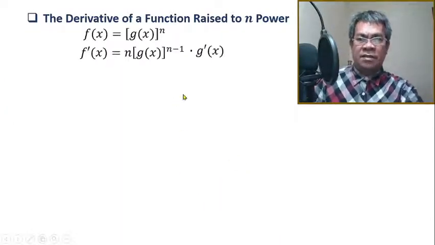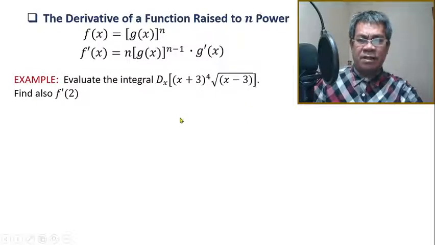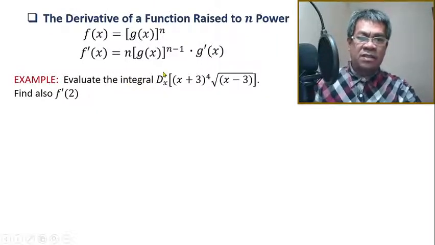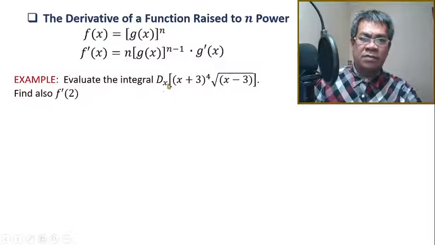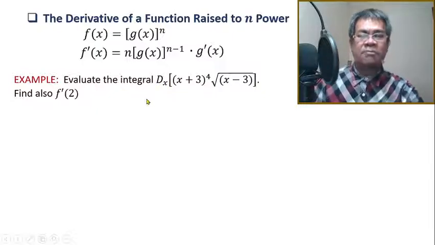So again, we have another problem: evaluate the derivative, the differential of the function. We have this as a symbol, so kindly change this, since it is now complicated to look at. This is (x plus 3) raised to 4 times the square root of (x minus 3). We cannot simplify this one.